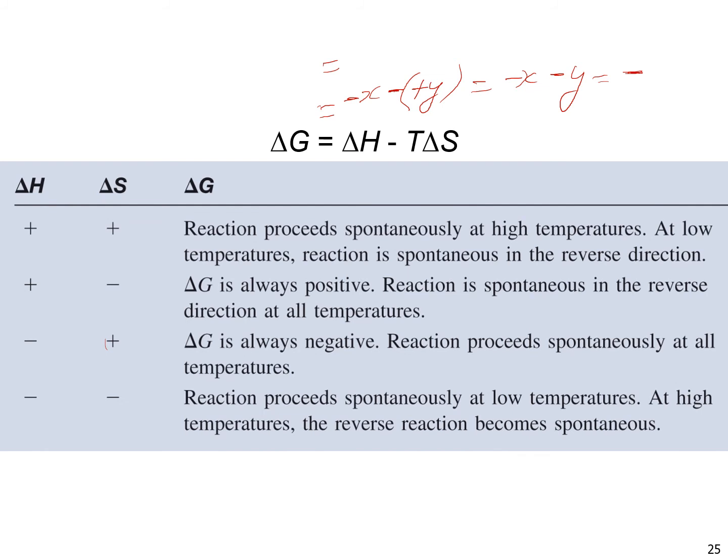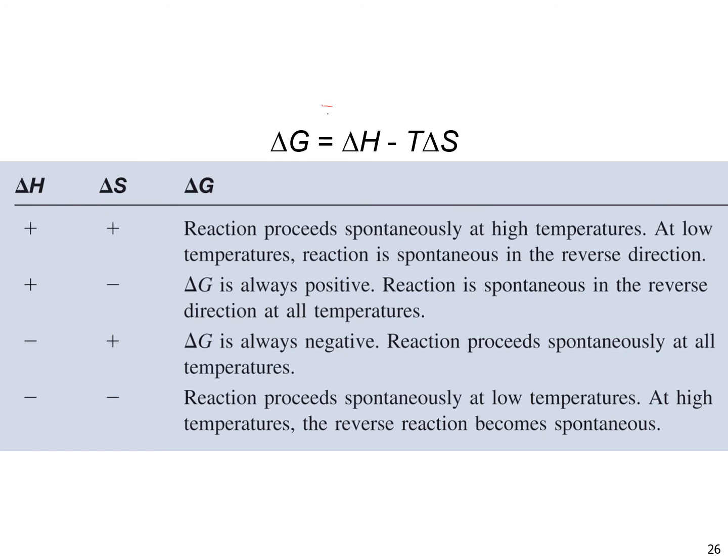Okay, now let's pick another. Now let's talk about the other scenarios. So for instance, let's go back to our first scenario. What would happen in the first case? So if my delta H is a positive value, delta S is also a positive value. Let me change this to pen first. Okay, so if both of these are positive values, what would happen?